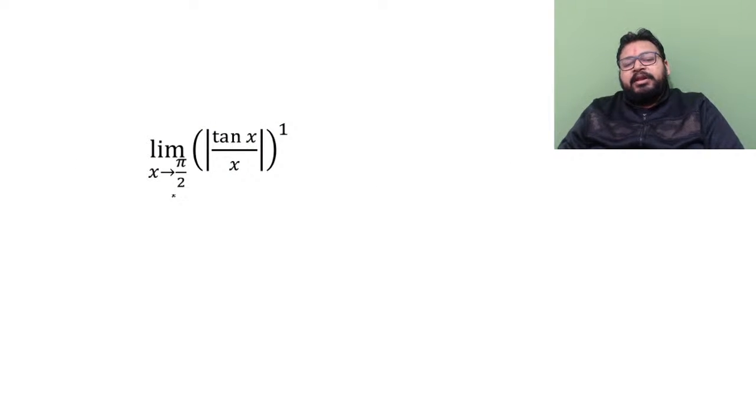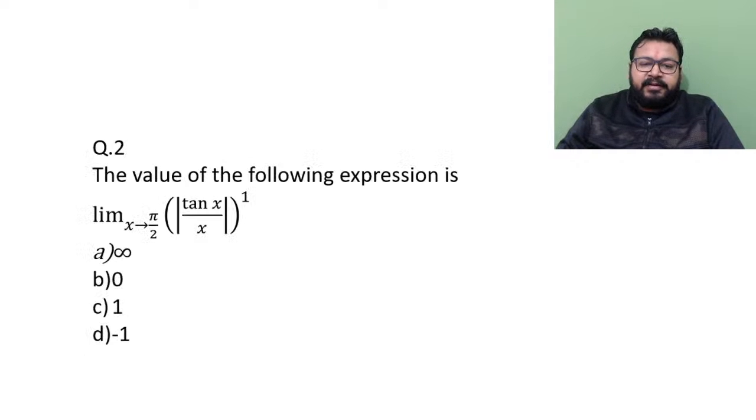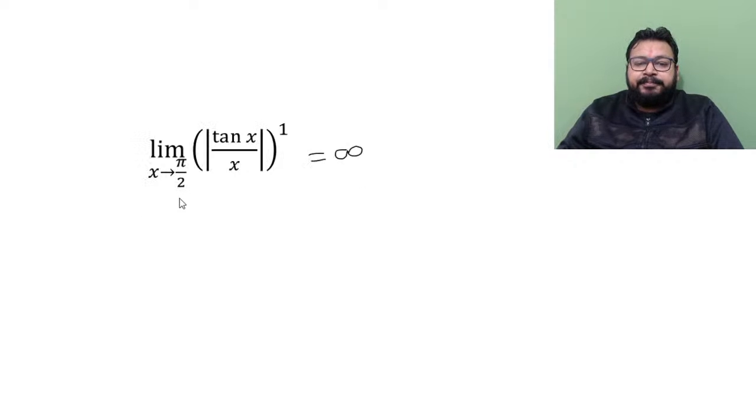So guys, when you put the limit, what do you get? tan 90. And what is tan 90? tan 90 is infinity. Divided by pi by 2, infinity divided by something is infinity. There is no solution. Whenever tan x reaches 90, the answer is always infinity. So that will be your answer. That means option number A.